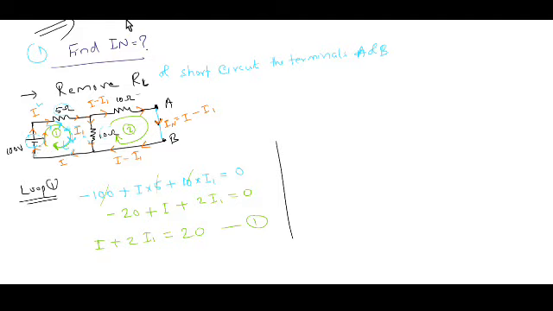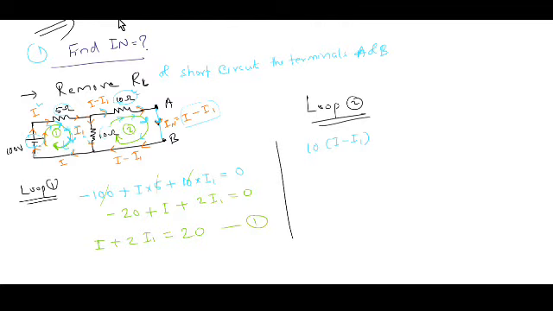Now look at loop 2. The currents I and I1 and the path are along the same direction. There is a voltage drop across the 10 ohm resistance, equal to 10 into I minus I1. Then after reaching terminals A and B, the current through this arm is I minus I1. That and the path are along the same direction, but there is no voltage drop.